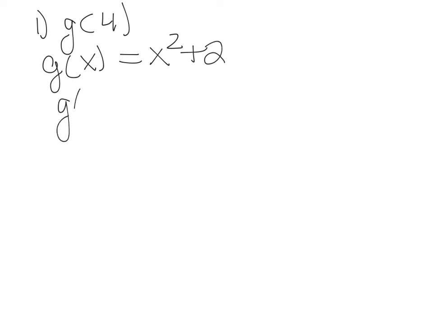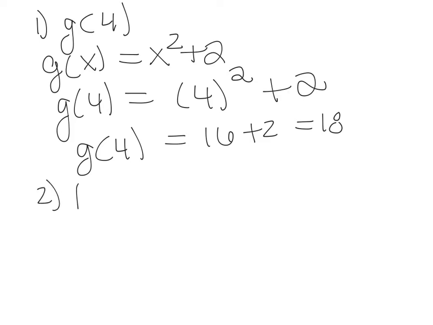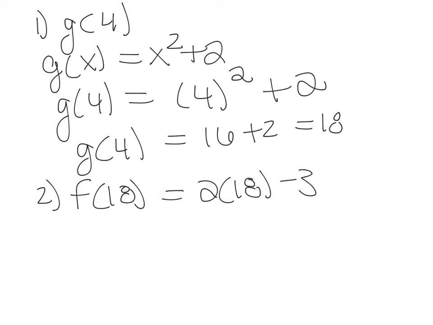So if I want to find g of 4, I'm going to plug in 4. Please make sure you plug it in with parentheses so we can take care of our negatives and we don't have an issue on the back end. And so now you can calculate that g of 4 equals 16 plus 2, which is equal to 18. The second one wants me to find f of 18, which is going to be 2 times 18 minus 3. Please note that I'm using the function for f that they gave me, which is 2x minus 3.